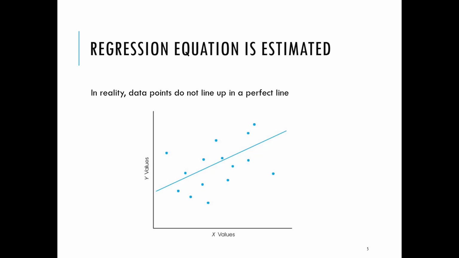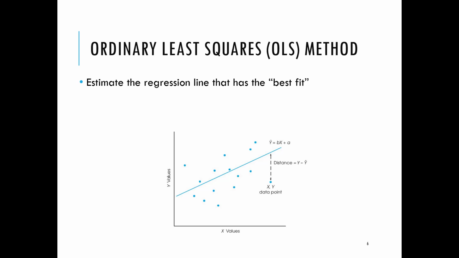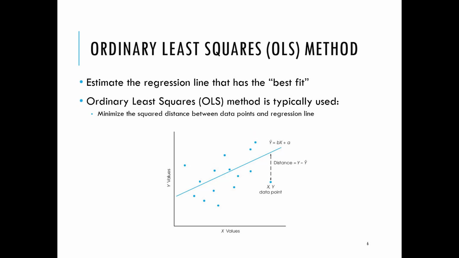Now in reality though, your data points will most likely not line up in a perfect little line. So it might look something like this, where the data points are kind of scattered around the regression equation. So what do you do then? Well, you use some sort of a method to estimate the regression line that best fits the data. The ordinary least squares method is pretty commonly used, and what it does is that it minimizes the squared distance between your data points and the regression line. And so if you think about the distance that a data point might have with a regression line, something like this, then you want to minimize that difference squared.